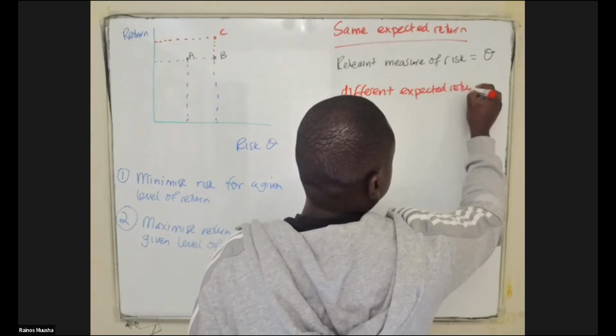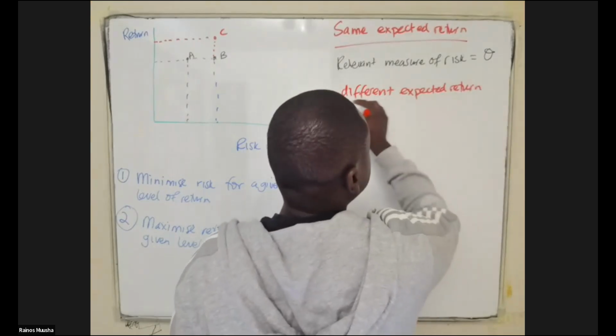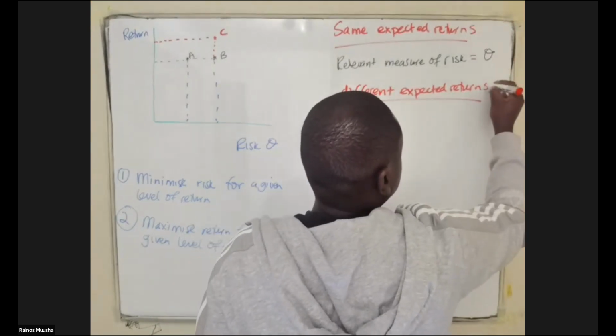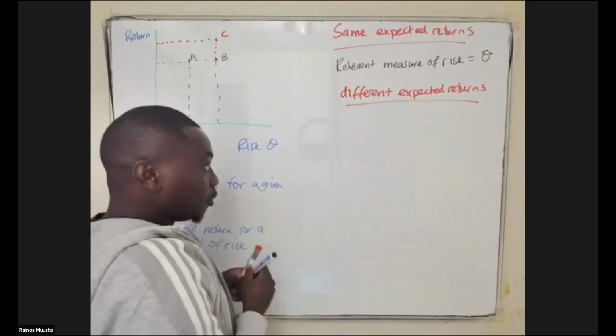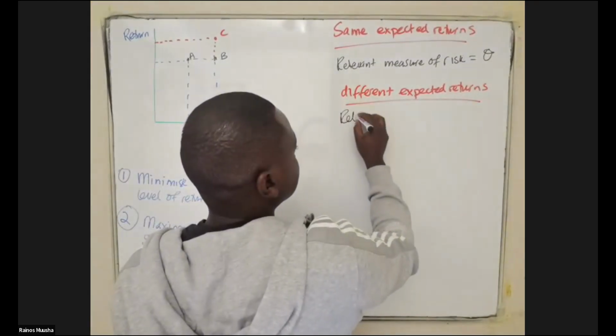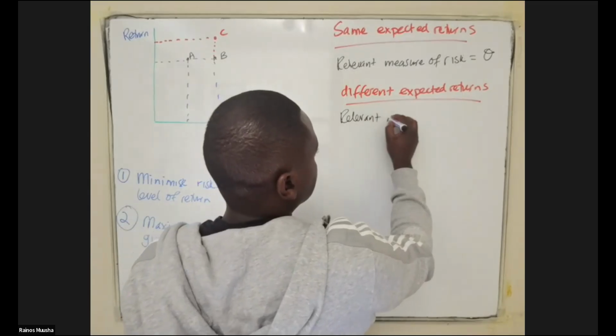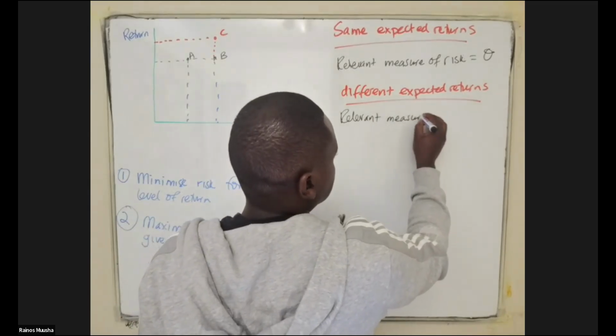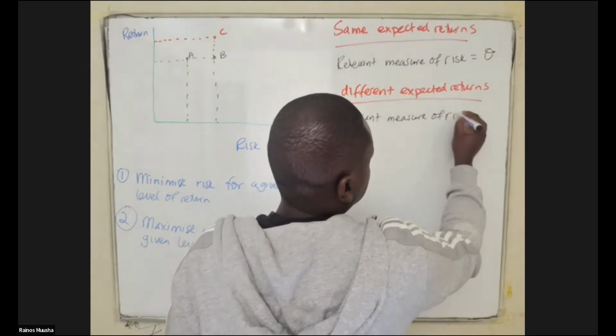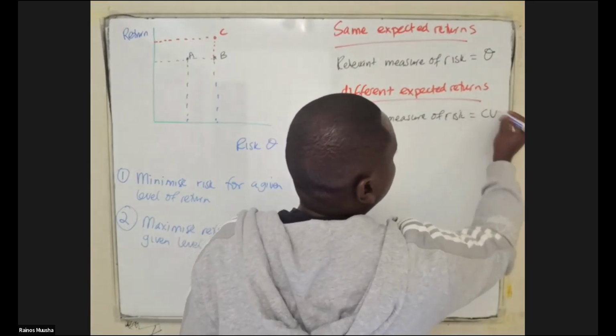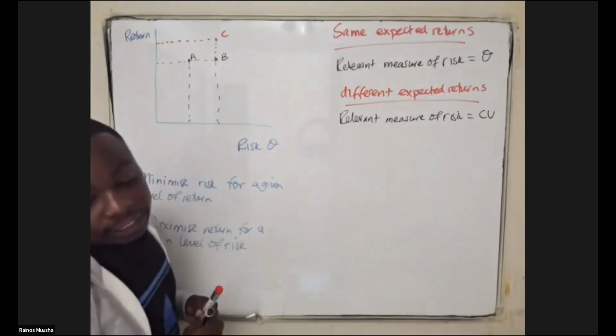So whenever you observe securities with different expected returns, note that your relevant measure of risk is your coefficient of variation.